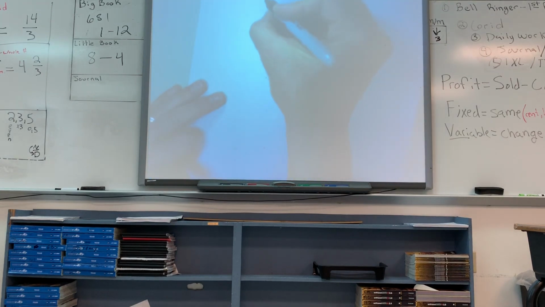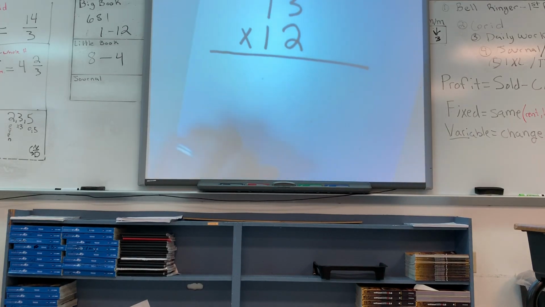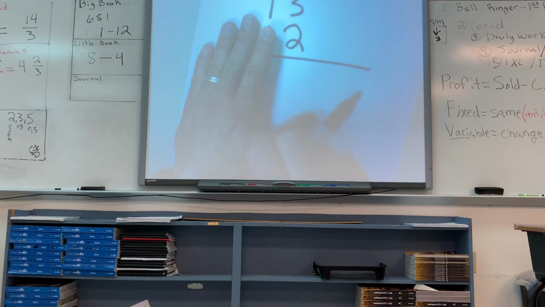Let's look at 13 times 12. Make it easy. Okay, so once again, 13 times 12, when we say it, sounds kind of hard. Let's make it easier. Let's cover up the number closest to the multiplication sign, which is the tens place. Let's cover up that, and we're left with 2 times 13.